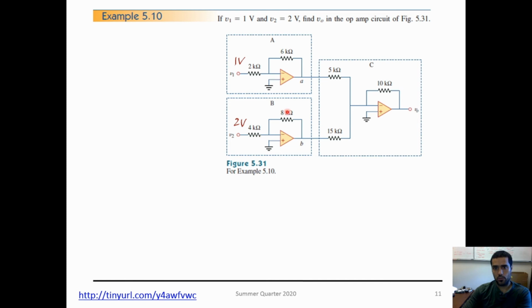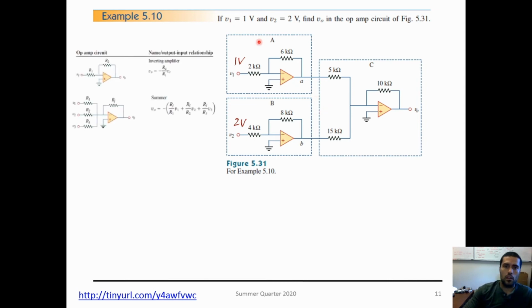They just have different resistors, and block C has a different configuration from A and B. So using the table in this case, we can accelerate the process a little bit. A and B are inverting amplifiers, and C is a summer. All right, so let's find our voltages over here. Let's find the output voltage of block A and the output voltage of block B.